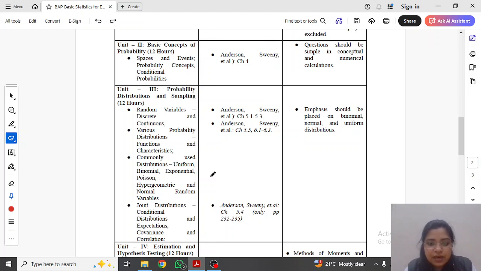All right, and remember that this unit is going to build the foundation for econometrics later on. So please take this seriously. For this unit, you are going to refer to chapter 5 only, and chapter 6 is also important, from section 6.1 to 6.3.